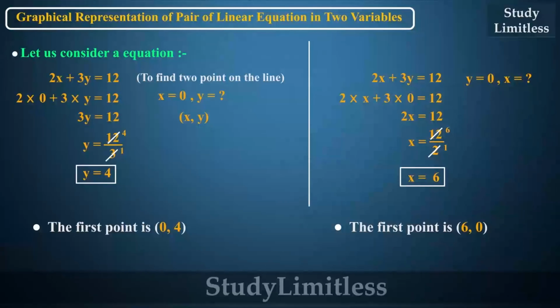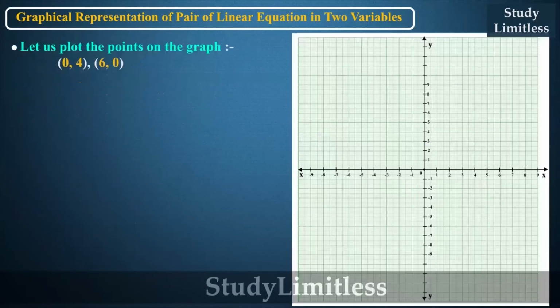Now we have understood how to find points on the lines. Now let us take a graph and plot the points. As we have our first point as (0, 4), where x is 0 and y is equal to 4, this means the point would lie on the positive y-axis. Similarly, we have the second point (6, 0), where x is equal to 6 and y is equal to 0. This point would lie on the positive x-axis. When we join these points, we get the line 2x plus 3y is equal to 12.